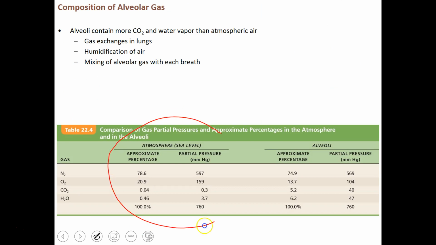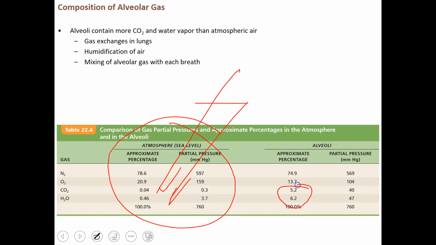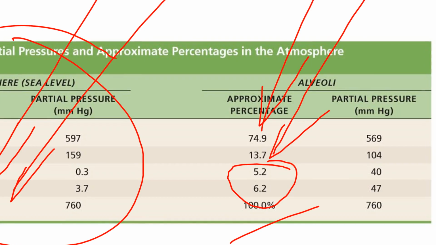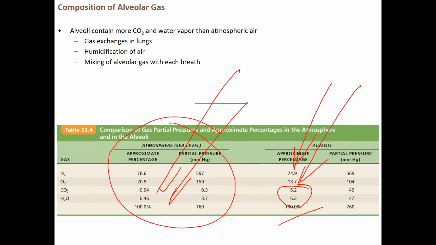So that's the composition of alveolar gas. And you see that in the air there's very little CO2, very little water. But as we look in the alveoli, the percentage of water and CO2 dramatically increases. And since we're talking about 100% all the time, it means that the percentage of oxygen and nitrogen decreases, which actually means that the actual pressure of oxygen in alveoli is lower than the pressure of oxygen in the air. So that's what we actually have in alveoli.